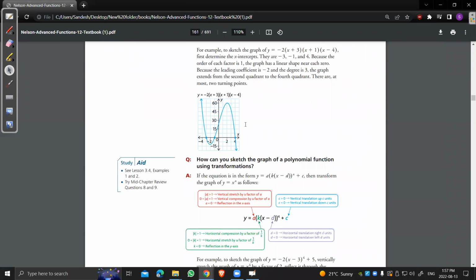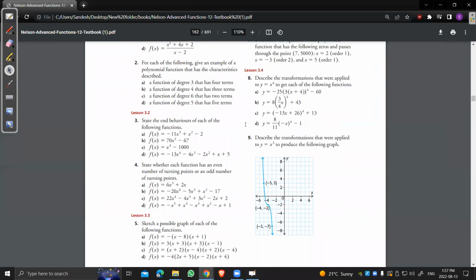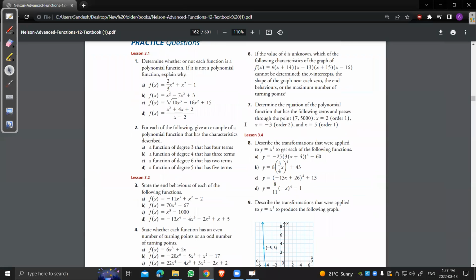What do you think about transformations? It's not too bad. It's not too bad.